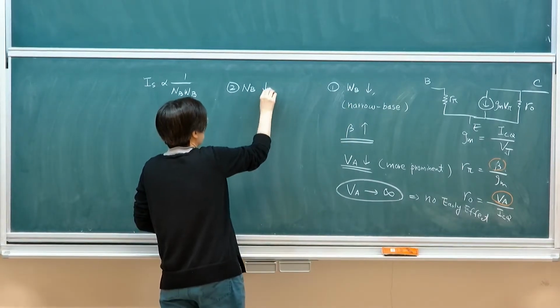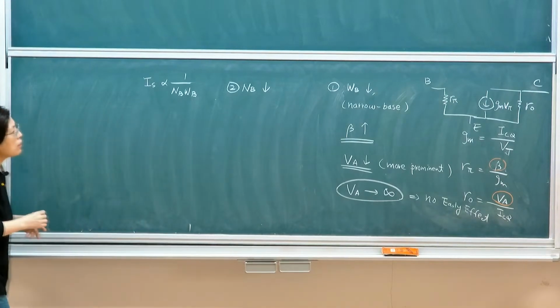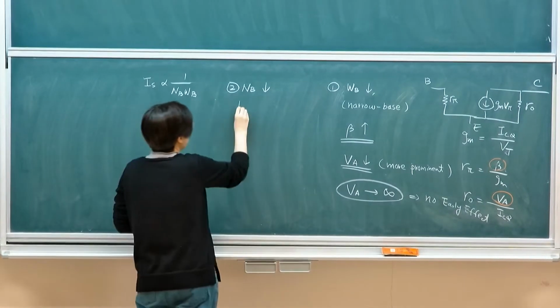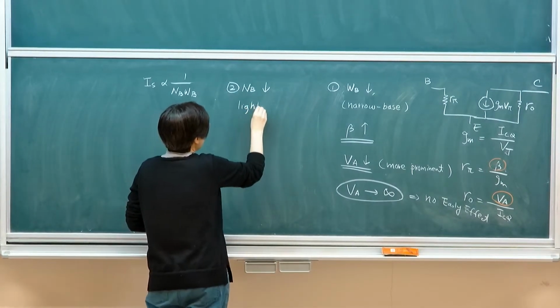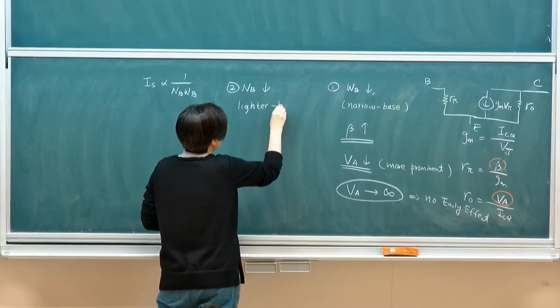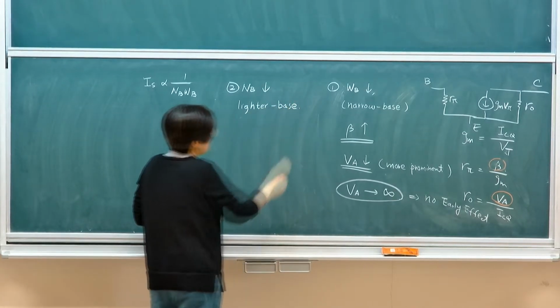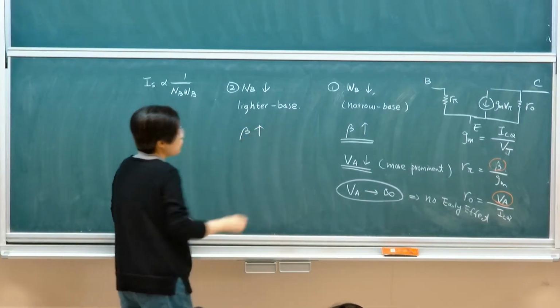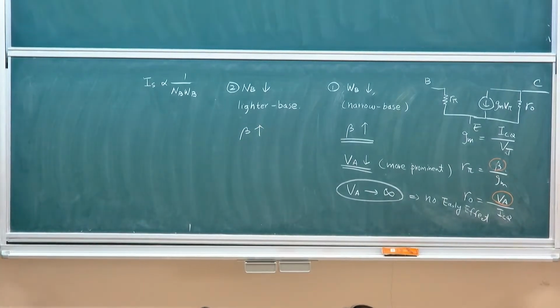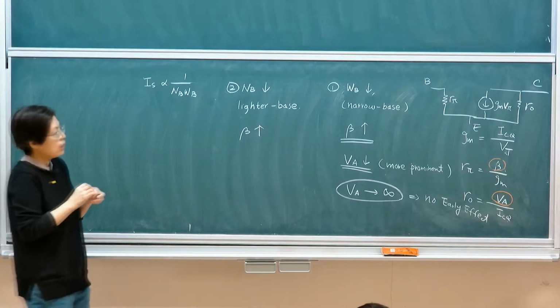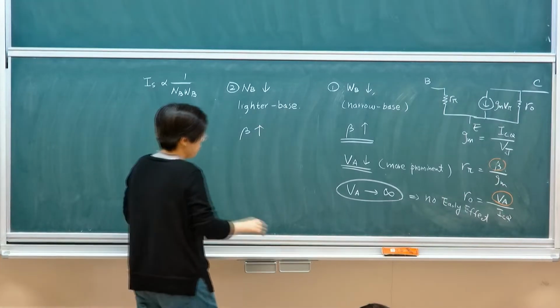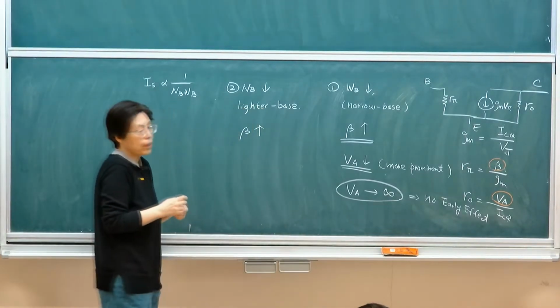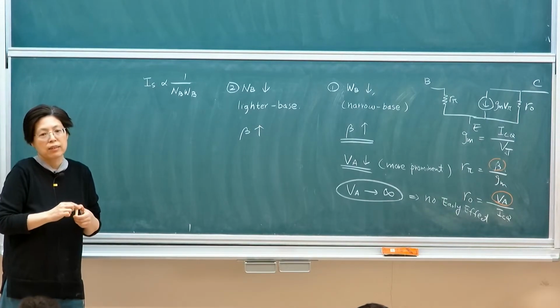So let's see what happens when you reduce NB. This is the lighter base. If I'm using a lighter base, the base is lightly doped. So this will also increase my beta if the other structures remain the same. My emitter and collector remain the same. So what is the impact? What do you think? You think your early voltage will what? What do you expect? Will it increase or decrease?